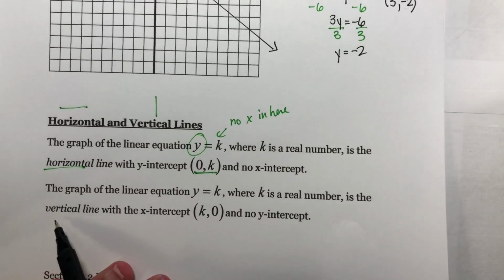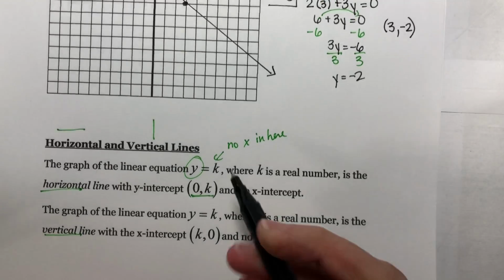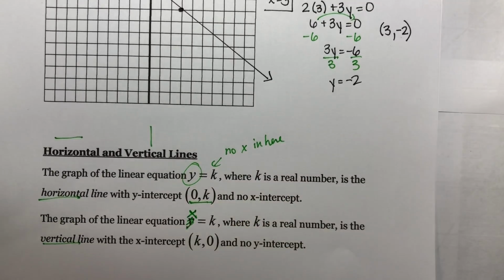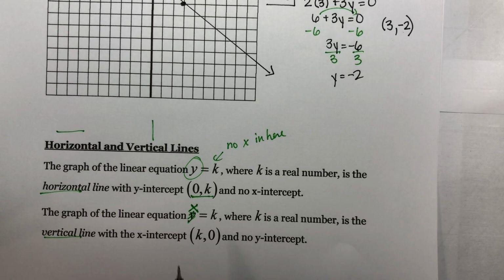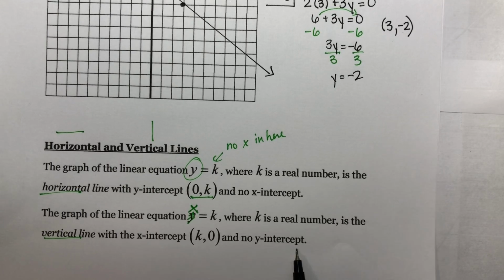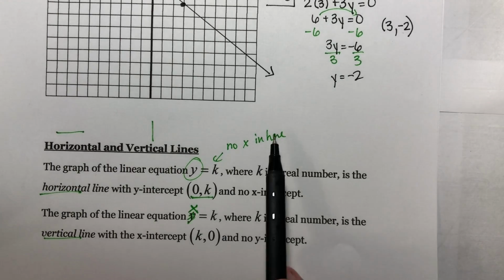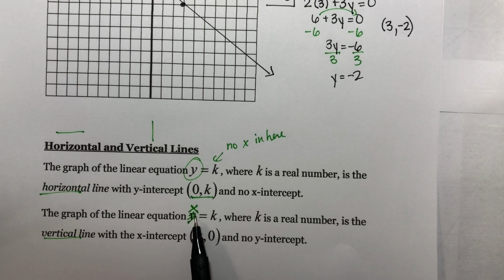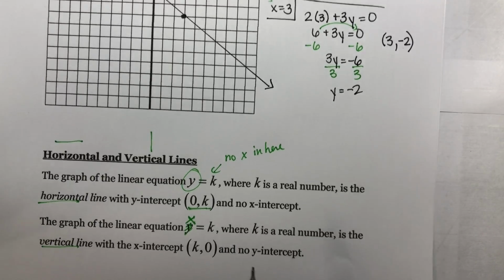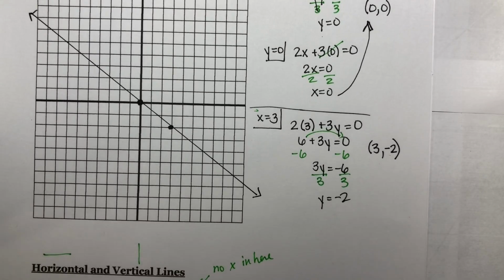The same thing's true here with a vertical line. Oh, this should be, that's a typo, x should be there, x equals k. Please double check that, fix that. The graph of the linear equation x equals k, where k is a real number, is a vertical line with the x-intercept (k, 0) and no y-intercept. If you have, again, no y in here, just one variable, that means your line crosses that axis at this number. So let's just look at a couple of examples.